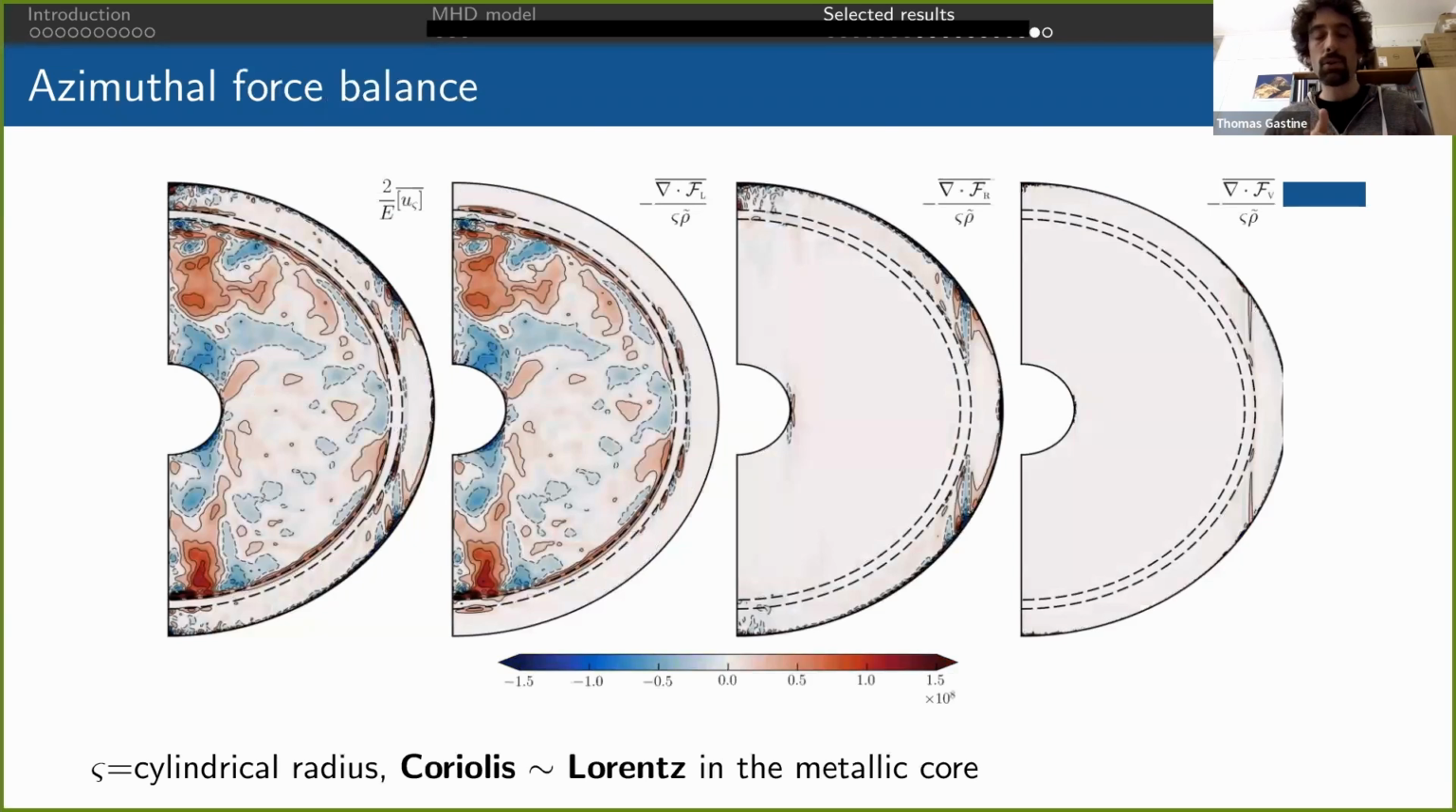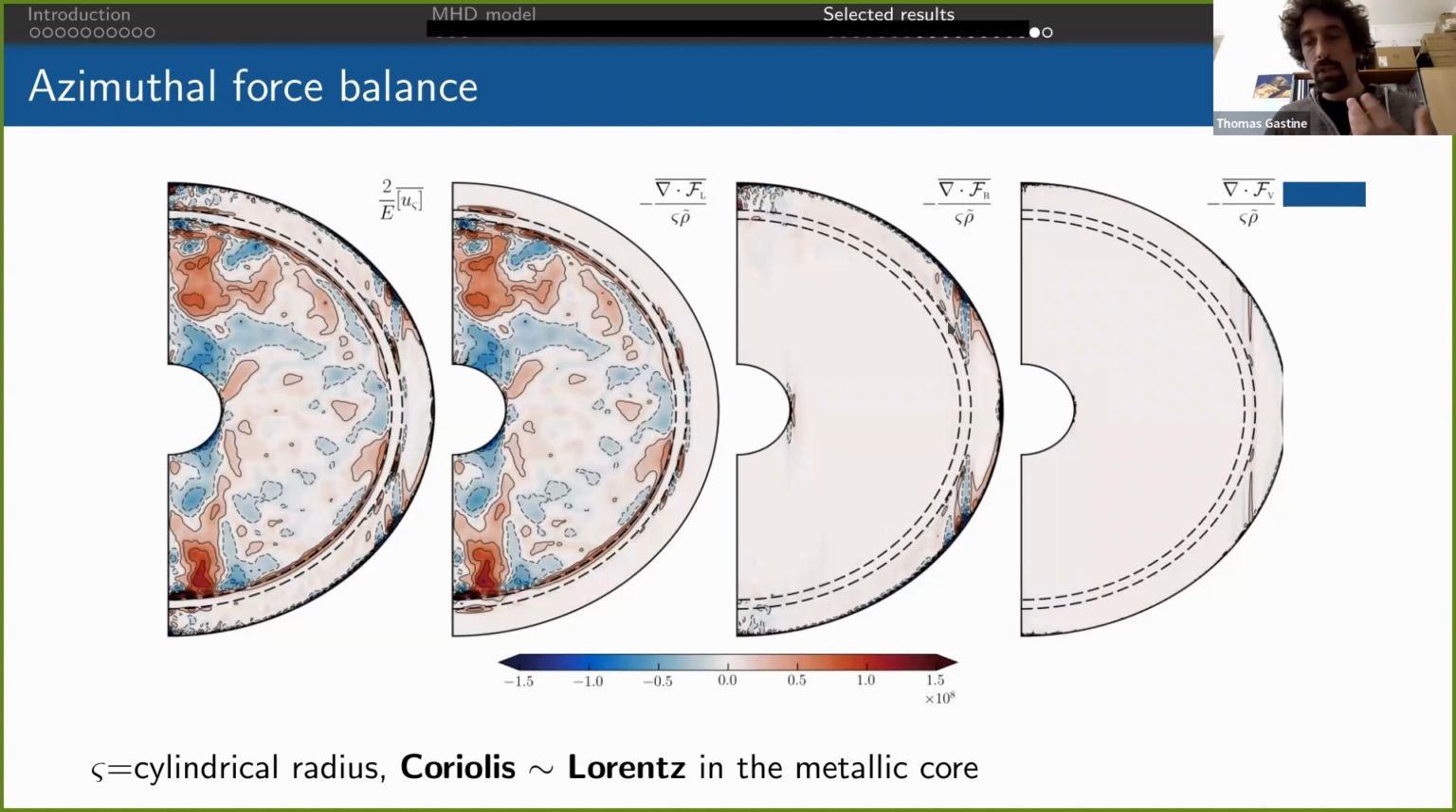Okay, the second balance that you can look at is simply the zonal component of the Navier-Stokes equation. So you phi-average your Navier-Stokes equation, and you end up with a Coriolis term that is directly linked with the meridional circulation. You get Lorentz force, Reynolds stress, and viscous stress. And here, what's interesting is that in the metallic part, we get a perfect match between Coriolis and Lorentz force. You see that the contours perfectly match here.